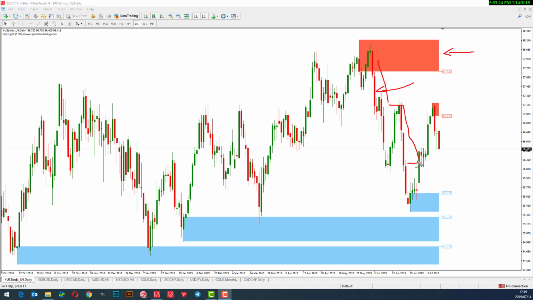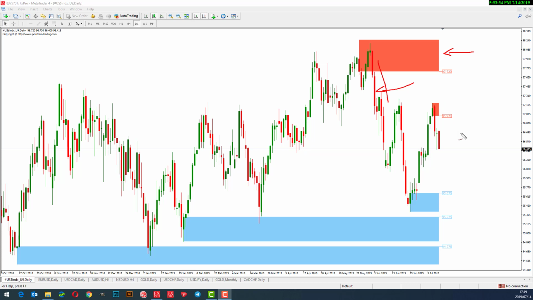So now, once you have recognized that from a higher time frame point of view, the supply zone is in control of the market, then clearly there is no way you are going to be looking for longs when it comes to the dollar. So you'll be looking to the downside.